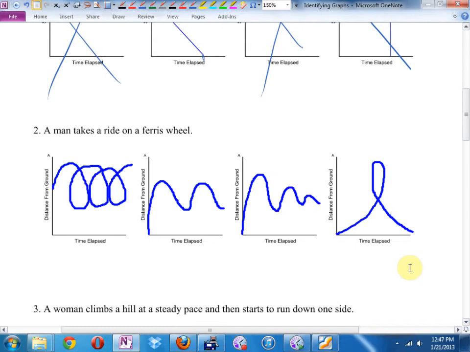Second one, a man takes a ride on a Ferris wheel. And we're graphing distance from the ground versus time elapsed. How high you are from the ground versus time elapsed. Which of those do you think is a better graph?